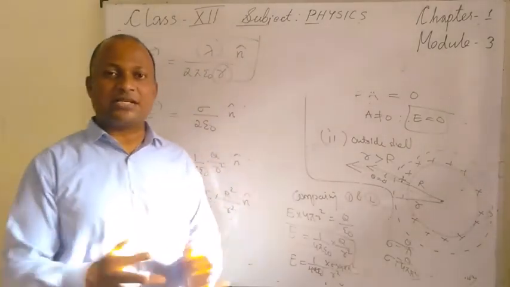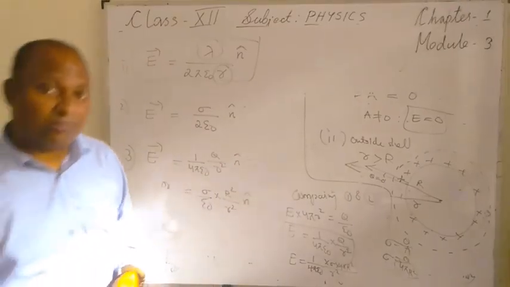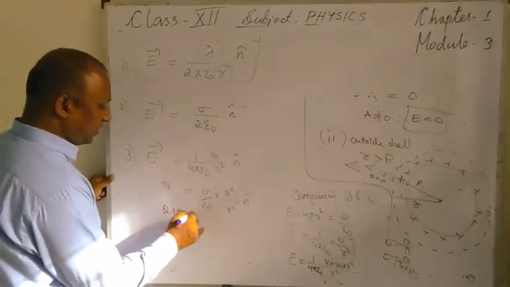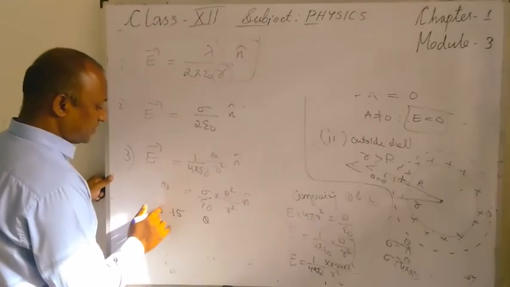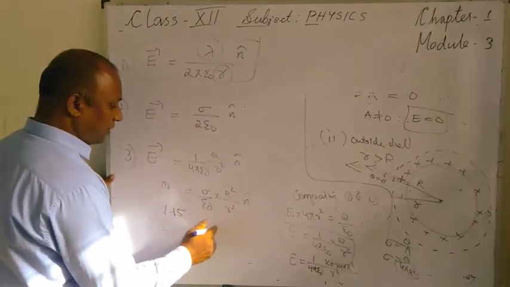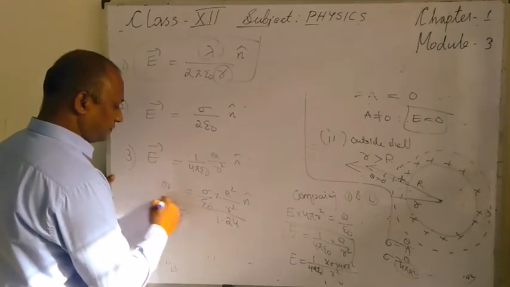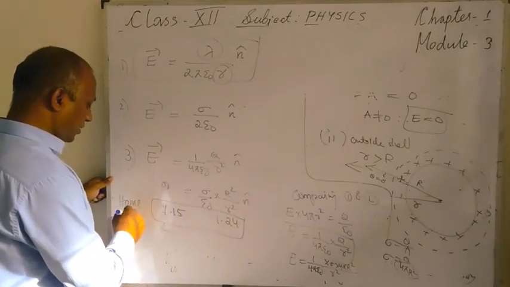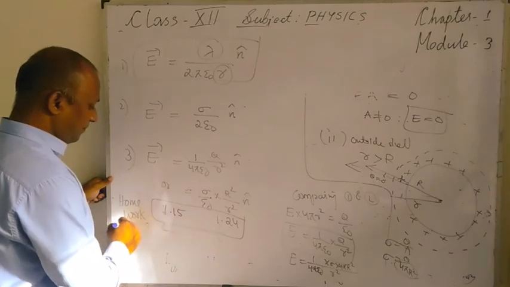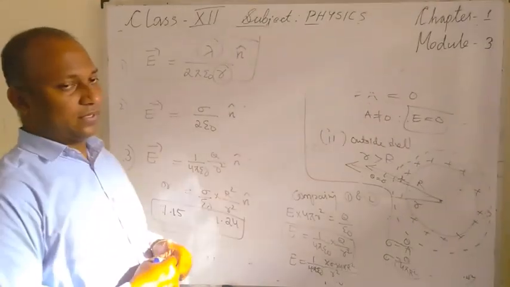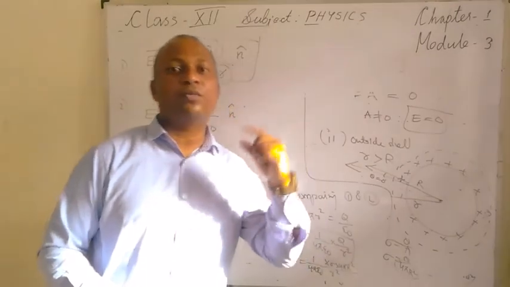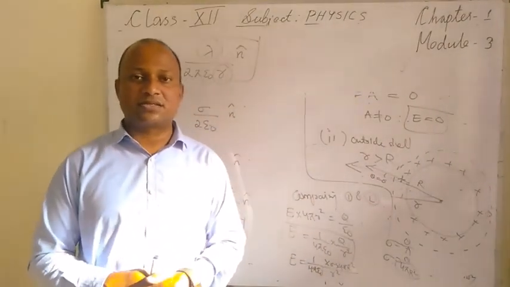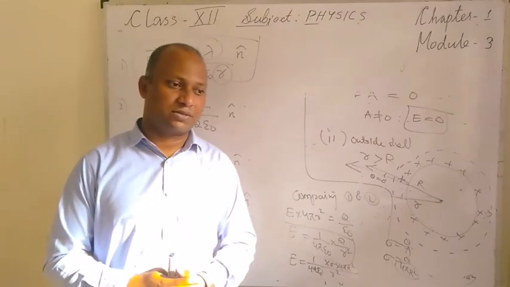And do the concepts. We have done now up to 14 questions. So here you have to do from question number 1.15 to 1.24. This will entirely cover the whole chapter, and this chapter will have one more module, module number 4. In that we will discuss some previous year's questions. Okay, that's all.